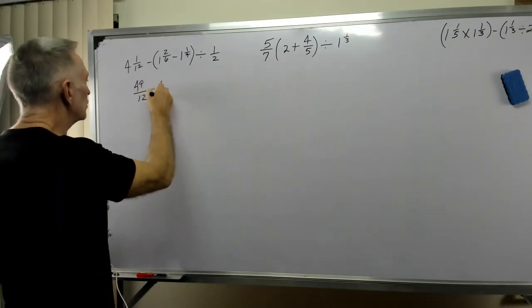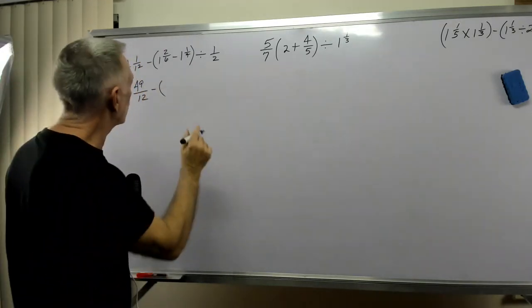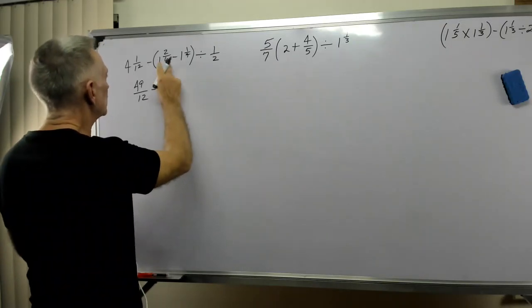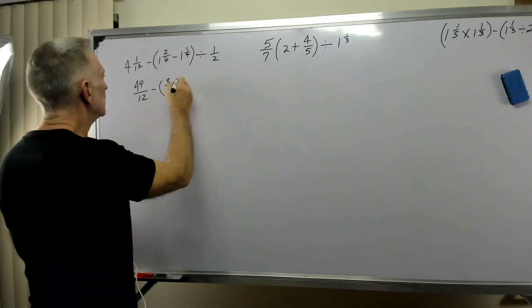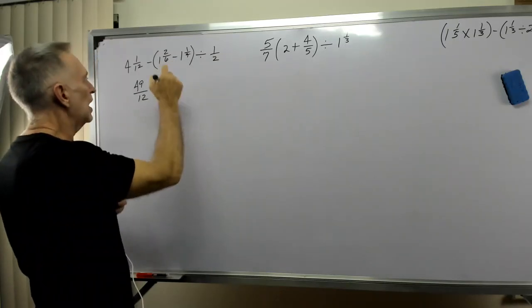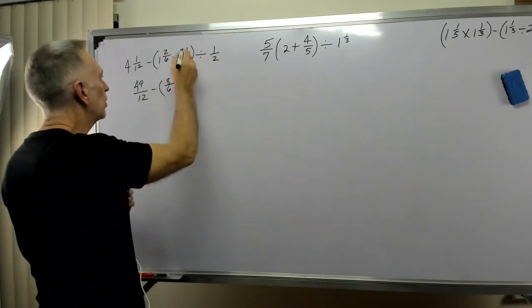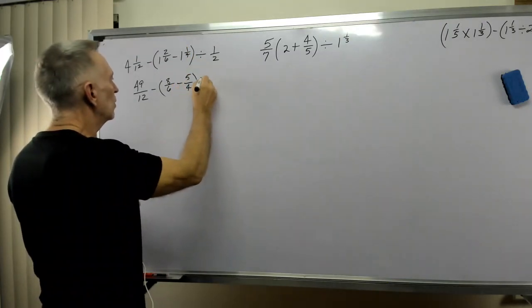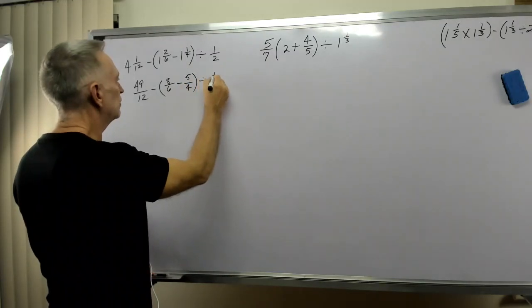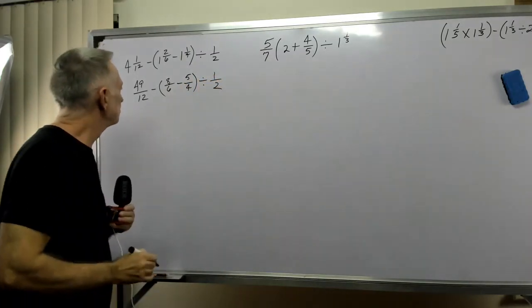So we multiply 4 times 12 plus 1. And that's minus. Keep the parentheses. Don't lose it. Okay, 1 times 6 is 6 plus 2 is 8 over 6. And that's minus. Keep the sign. 1 times 4 is 4 plus 1 is 5. So 5 over 4. And all of that in that parentheses is divided by 1/2.